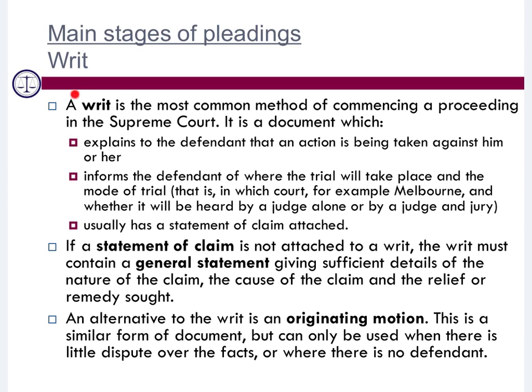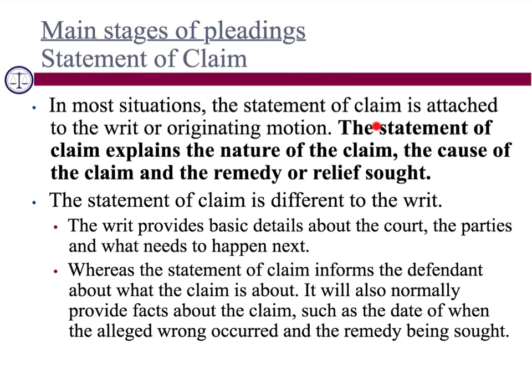Sometimes, instead of filing a writ, the plaintiff can file what is called an originating motion instead. It's the same sort of document, with a few little differences, but what's important for you to know is that it's usually only filed when there is either very little dispute over the facts of the case, or where there is no defendant to be found. So for your purposes, what you need to know is the writ is most commonly used. The originating motion is only used in rare circumstances when there's either no dispute or little dispute, or there's no defendant. In most situations, the statement of claim will be attached to the writ, or the originating motion.